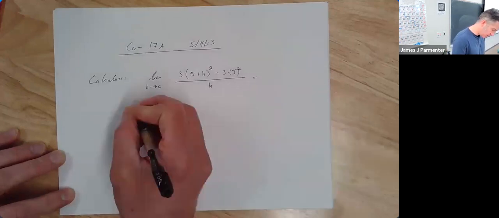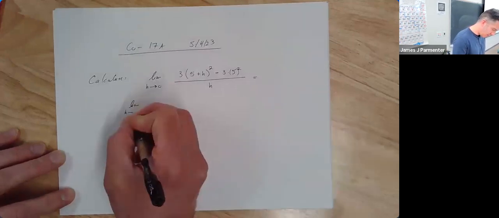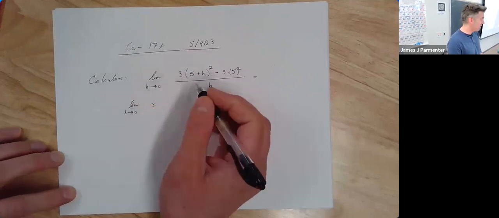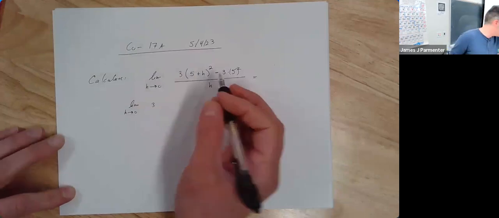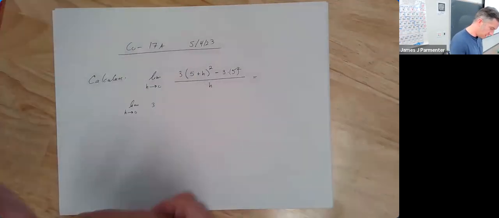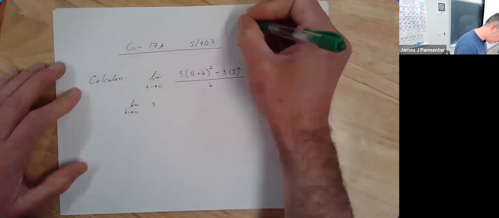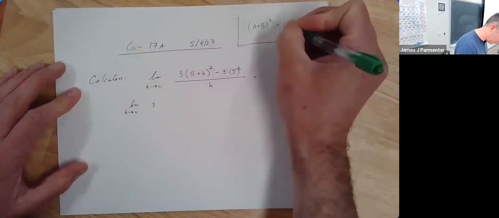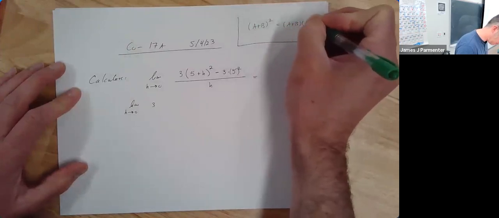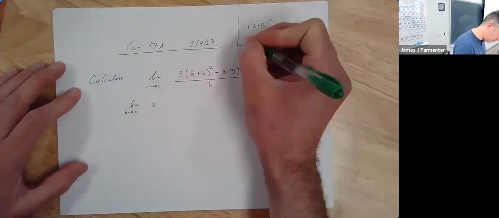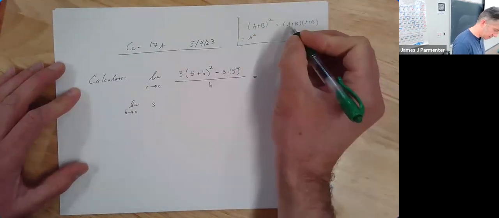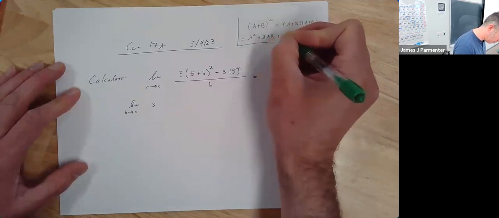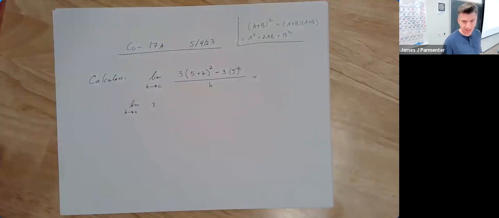So I get the limit as h goes to 0 of 3 times... When you set up something like (5 plus h) squared, you're going to see this a lot, so you might as well get used to it. Let's write it up here on the side. Very generally, if you have (a plus b) squared, that's (a plus b) times (a plus b), which is a squared plus a times b plus a times b, which is 2 times a times b, plus b squared. That pattern happens a lot, so we might as well just memorize it.